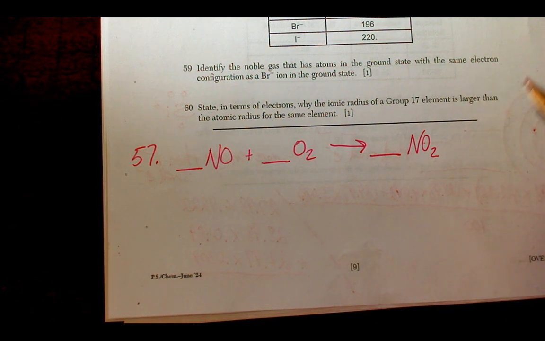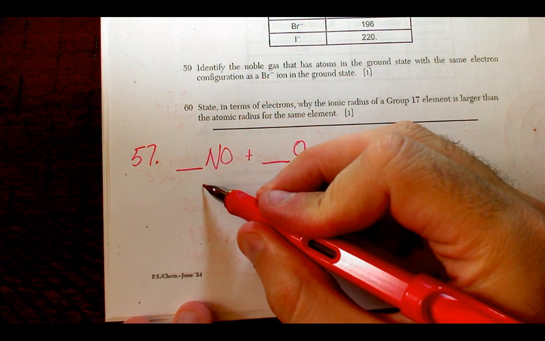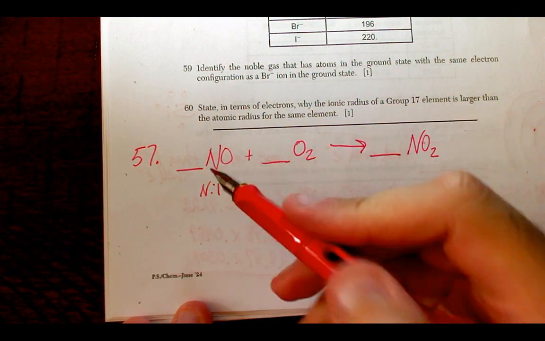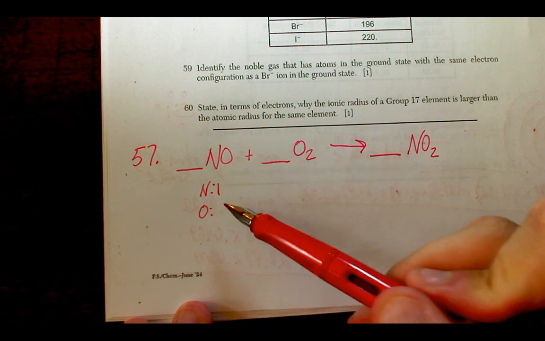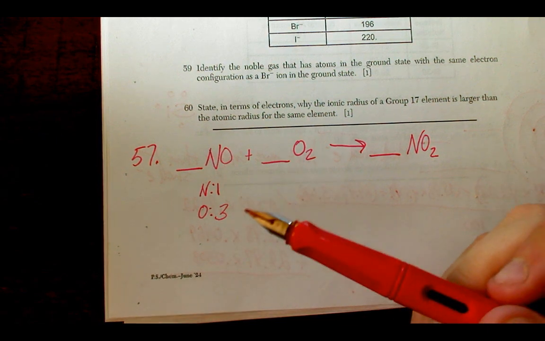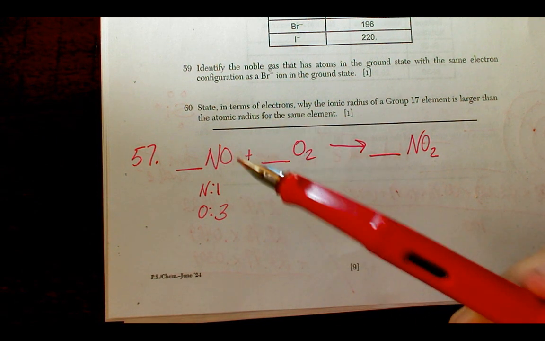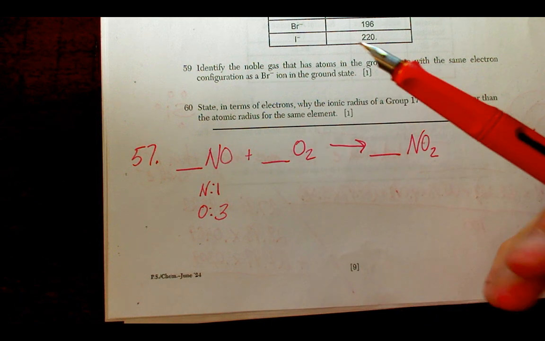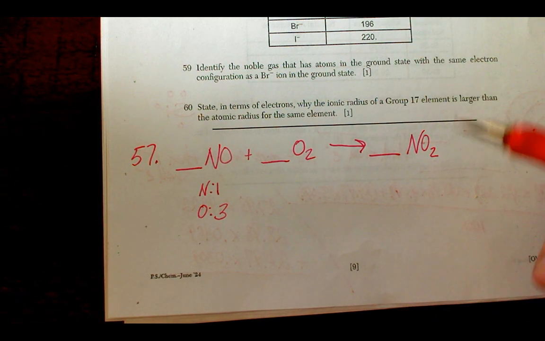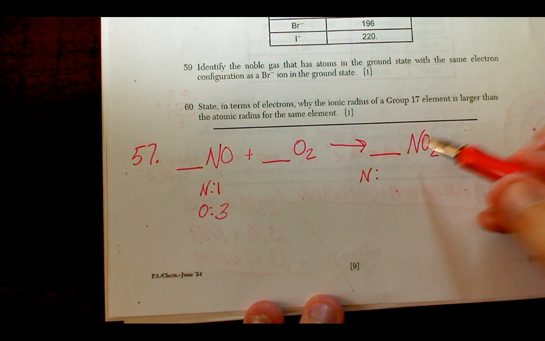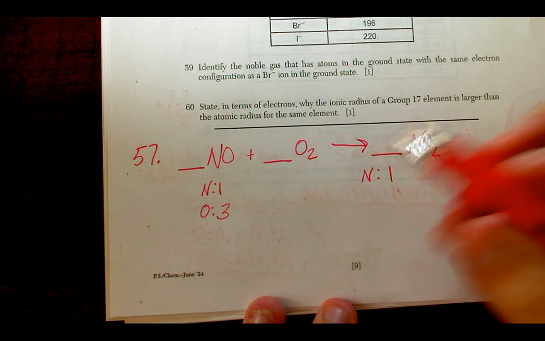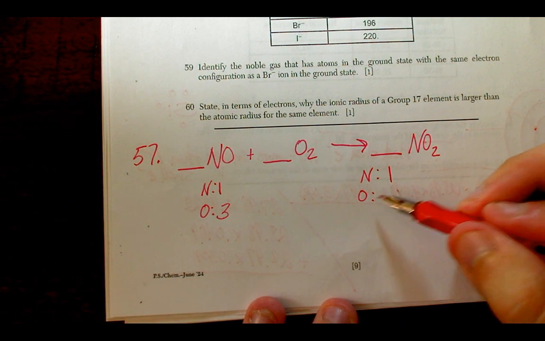So let's go through this. We have to count some stuff up. On the left side, I have one N right there. And on the left side, I have 1, 2, 3 oxygens. So this is going to be kind of a weirder looking question than we're probably used to, just because oxygen is in more than one place. We may have to play a little game here. It's going to be solvable, but we may have to kind of do a strategy. Right side N is 1, right side O is 2.